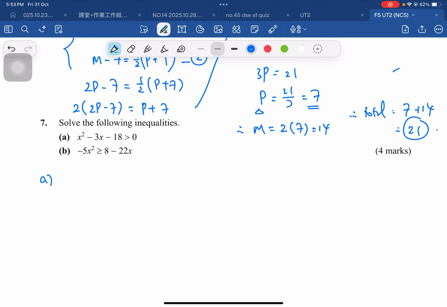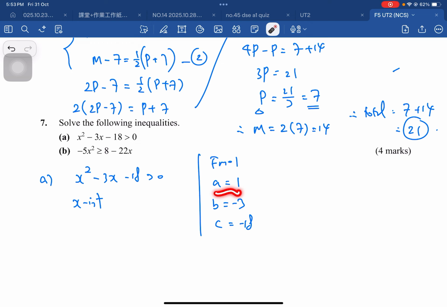Alright, so question 7, we are going to talk about the quadratic inequality. First of all, we need to try to find out the x-intercept. So for the x-intercept, we're using the formula 1. You need to press a is equal to 1, b is equal to -3, c is equal to -18.